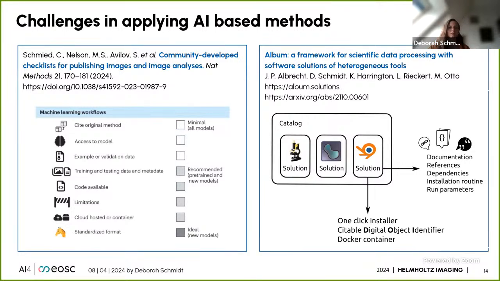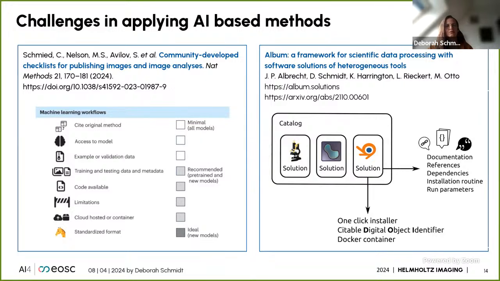Now let's go to some resources addressing these challenges. The first one is a wonderful publication called Community Developed Checklist for Publishing Images and Image Analysis. I would highly recommend checking this out. It includes checklists that also include steps for following FAIR publications of machine learning workflows, and this can be really helpful. Open science is a big topic in making sure that we know what we're actually doing here.